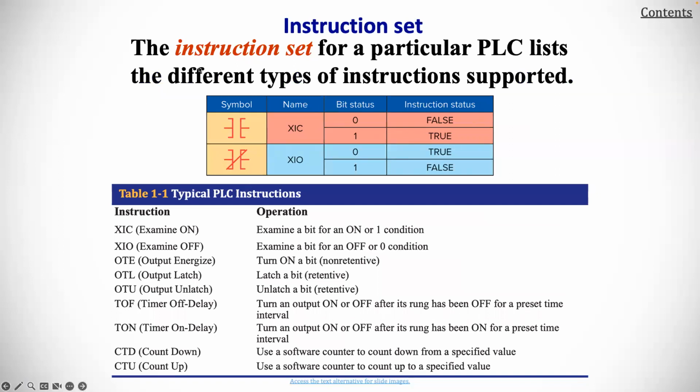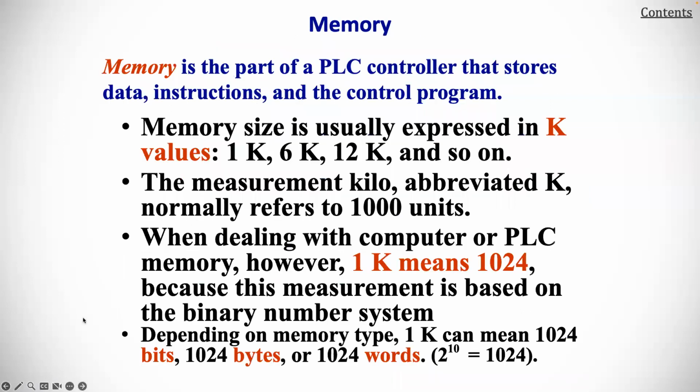The instruction set for a particular PLC lists the different types of instructions supported. And so here we can see the symbol for a graphic, the name that is associated, and what that means in terms of bits. So we're talking about binary, so it's either 1 or 0. We'll be getting into some of this as we work through it, but this is trying to give you an example of typical PLC instructions and the things that you would be doing for those ladder diagrams.